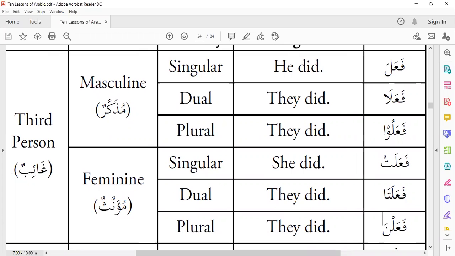If you can understand the structure: fa'ala, the first one is obviously past tense, third person, masculine, singular. Fa'ala, third person, masculine, dual. Fa'alu, third person, masculine, plural. Fa'alat, third person, feminine, singular. Fa'alata, third person, feminine, dual. That'll be fa'alna, feminine plural. Fa'ala, fa'ala, fa'alu, fa'alat, fa'alata, fa'alna.